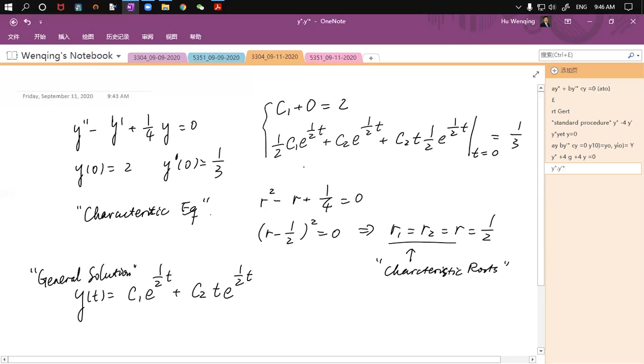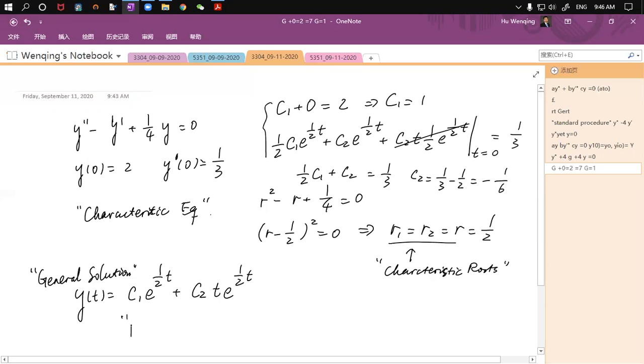Now, if t is equal to 0, you get 1/2 of C1 plus C2, and at t equal to 0 you don't have this one. This is going to be 1/3. And C1 is already solved from here. It's 1, so that's 1/2. So C2 is 1/3 minus 1/2, which is minus 1/6. That's it, right? So C1 and C2 are both solved.